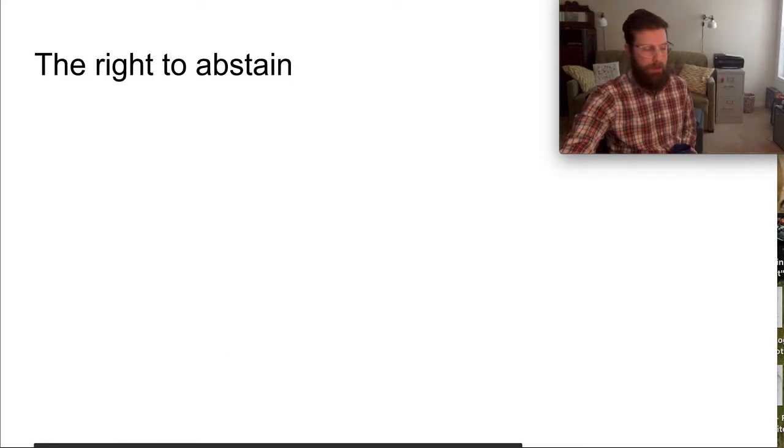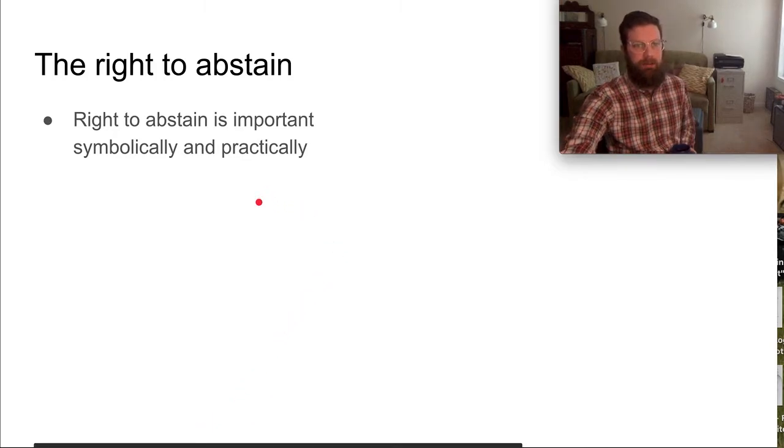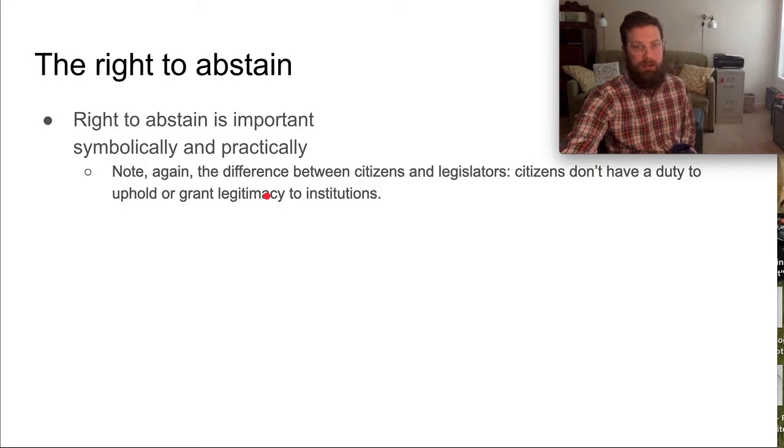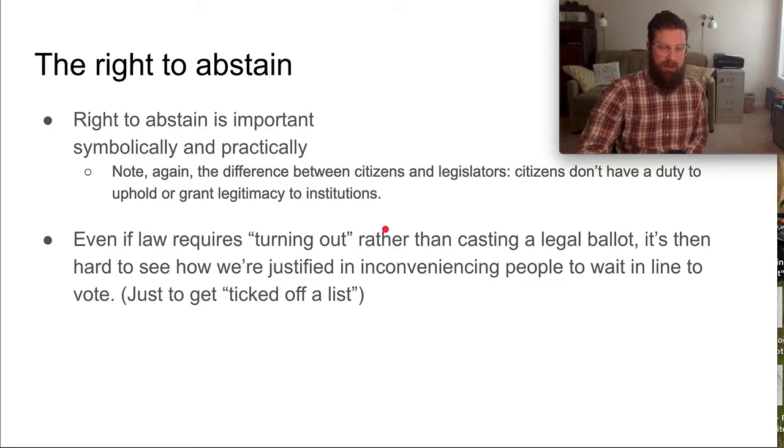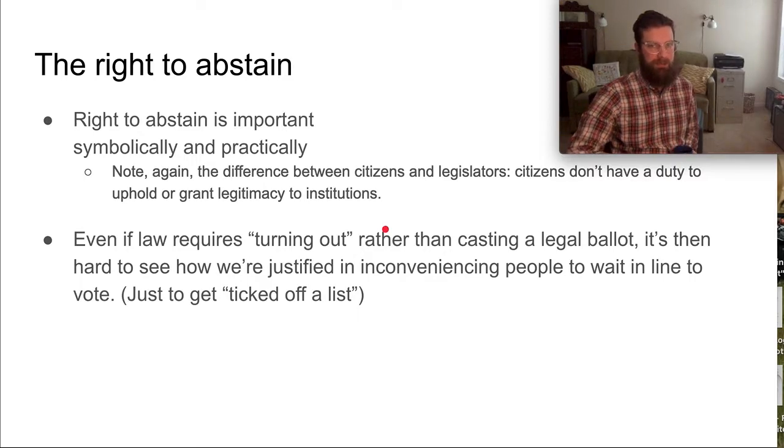So moving on. Consider the right to abstain from voting. Lever argues that the right to abstain from voting is important both symbolically and practically. So again, we can notice the difference between citizens and legislators. Citizens don't necessarily have all the duties that government officials have. And as Lever puts it, even if the law requires turning out rather than casting a legal ballot, she then points out that it's hard to see how we're justified in inconveniencing people to wait in line to vote just to get ticked off a list. It seems like we're pestering citizens in an unjustifiable way. After all, we're concerned with getting citizens to vote, not getting them to tick their names off lists.